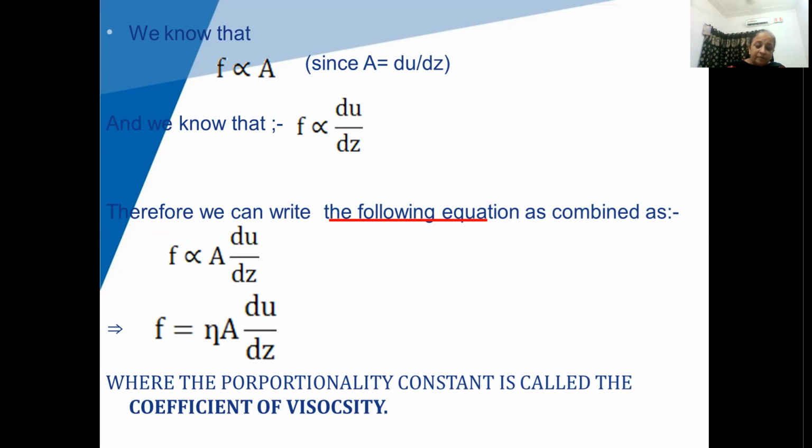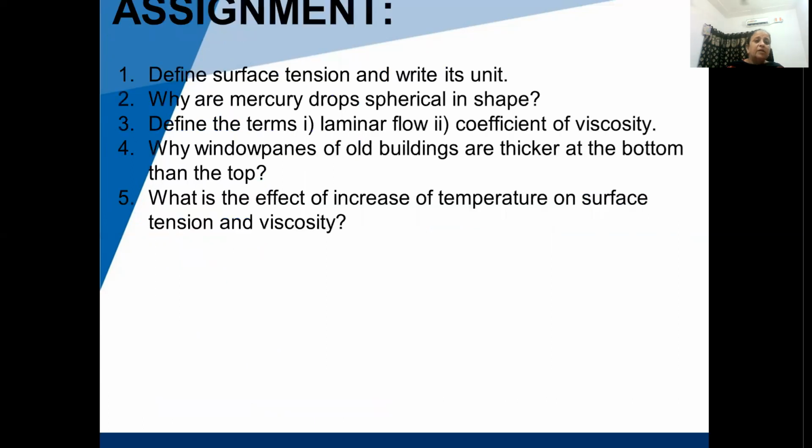So then there is an assignment. First question: define surface tension and write its unit. Second, why are mercury drops spherical in shape? Third, define the terms laminar flow and coefficient of viscosity. Fourth, why are window panes of old buildings thicker at the bottom than the top? Fifth, what is the effect of increase of temperature on surface tension and viscosity?